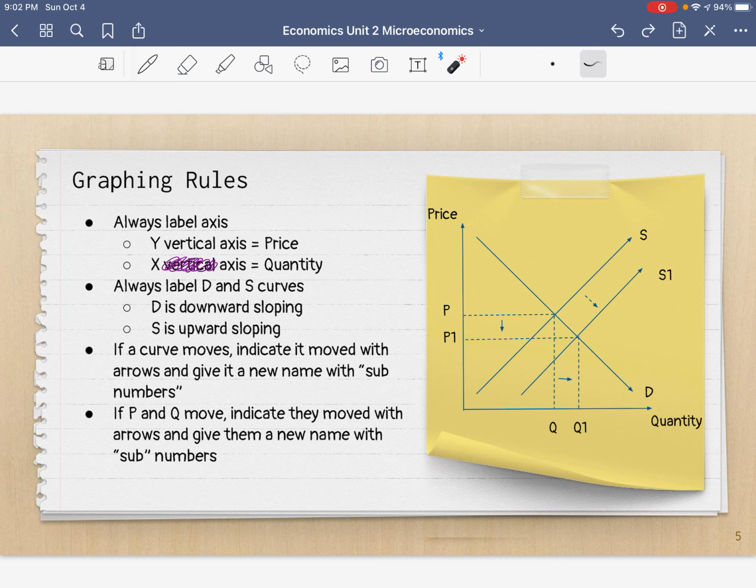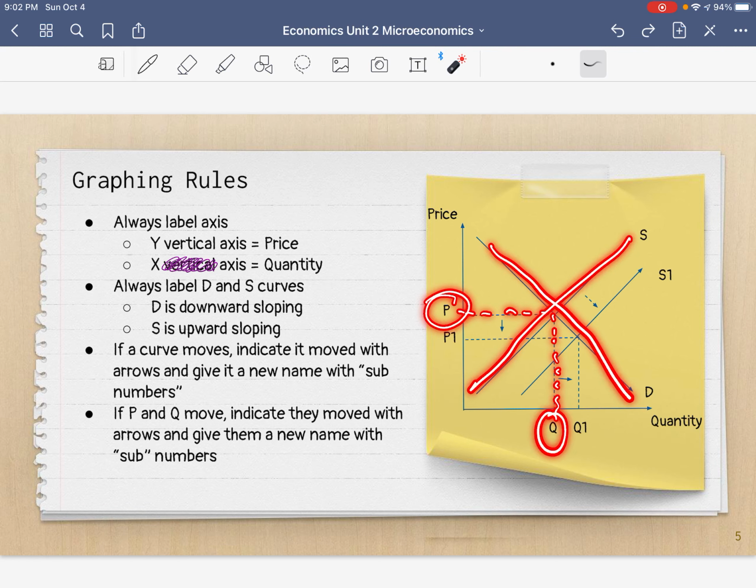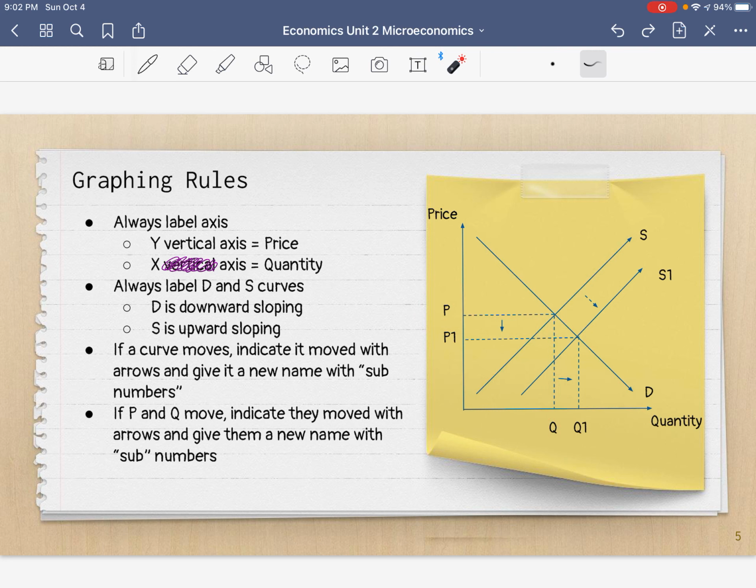Where price meets quantity is called equilibrium. And we're going to get into that a little bit more later. But essentially, we always draw equilibrium as well. It's where the two lines cross, and you just do dotted lines over and down. And that'll show you what the price is and what the quantity is. And we label that with P and Q.